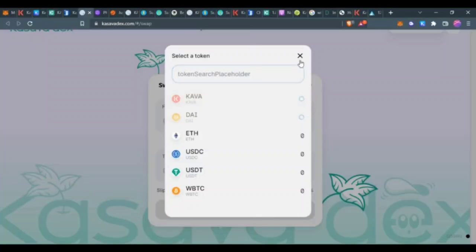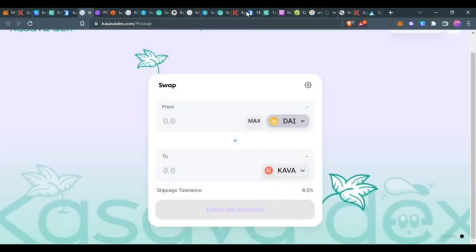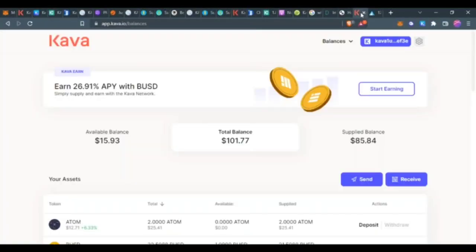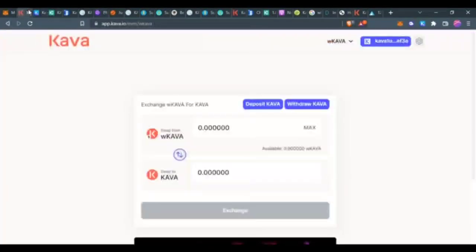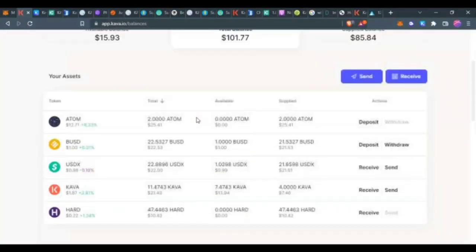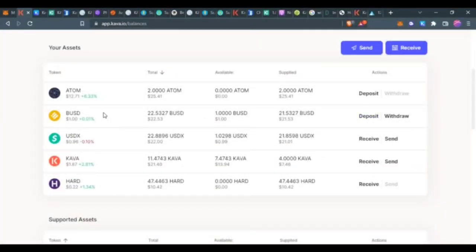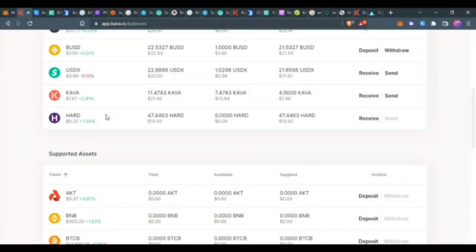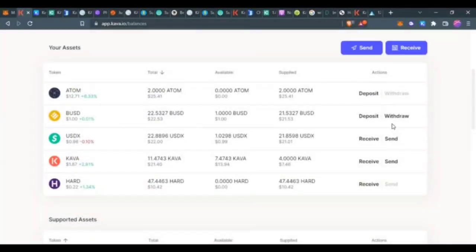So yeah, it's just connection problems right about now. Now we're having connection problems, internet. But you would have wrapped Kava, excuse me, and then you swap it back over to the Kava network. And in order to get out of any one of these, you would have to first come back and pay back the amount of assets that you borrowed. So if we were to go look at BUSD, right?